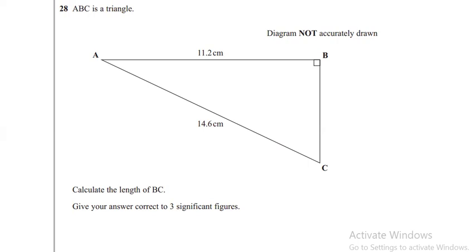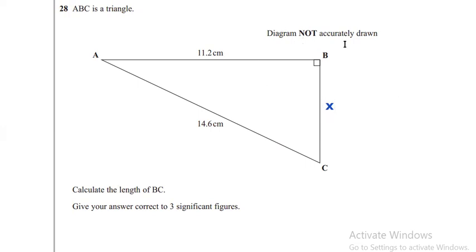In this video, we're going to talk about Year 9 Achievement Test, June 2023. Section B, Question 28. ABC is a triangle. Calculate the length of BC, which is this line. Give your answer correct to three significant figures. So first, let's call this line X so we can find it, okay?